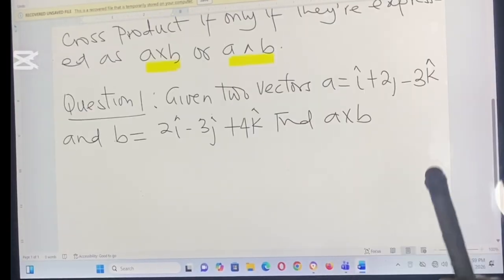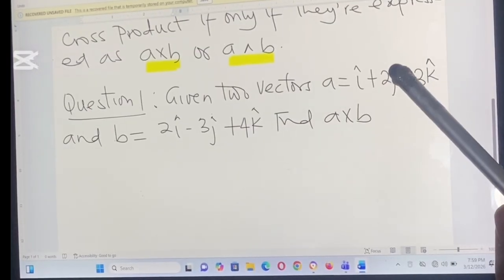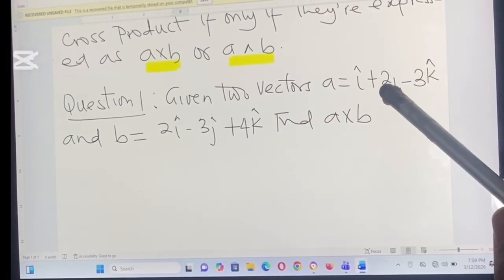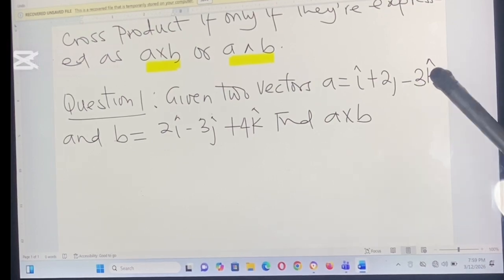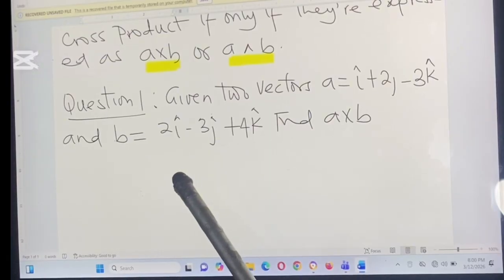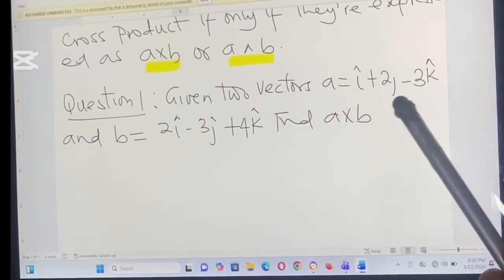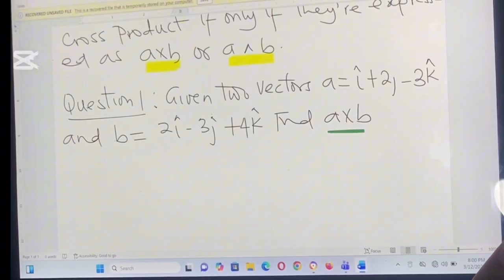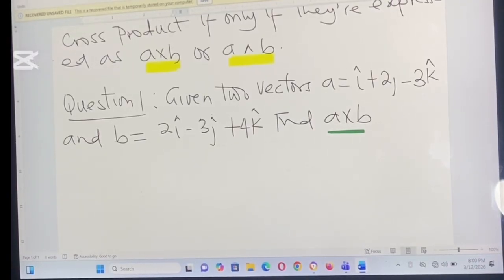Question 1, please. We are given a question here, class, and they said given two vectors A equal to i plus 2j minus 3k and vector B equal to 2i minus 3j plus 4k. Find A cross B. All right. Now, to evaluate cross product, we apply matrix method. The simplest way to evaluate cross product is to use matrix method.